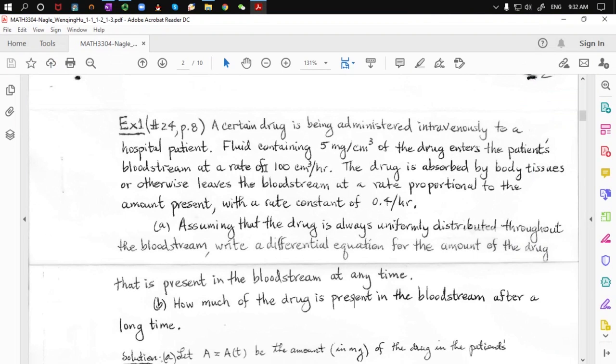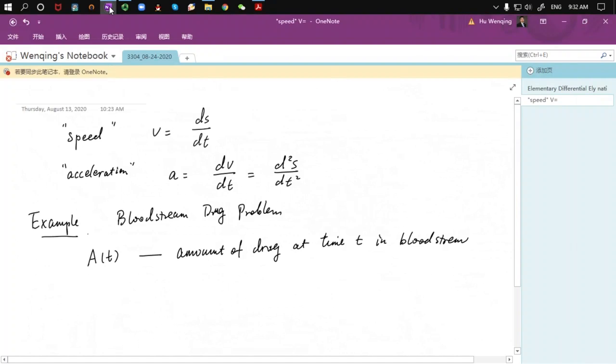Then you look at the problem. What does this problem say? So the problem says that you have fluid entering containing 5 milligrams per cubic centimeter, and it enters the patient at a rate of 100. So what does that mean? Well, that means we have the rate, the per unit time change.